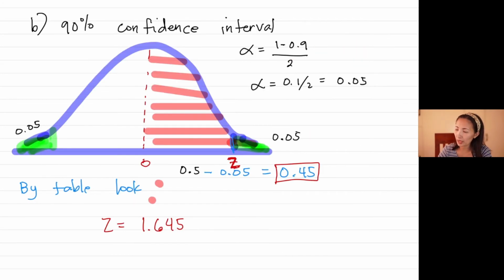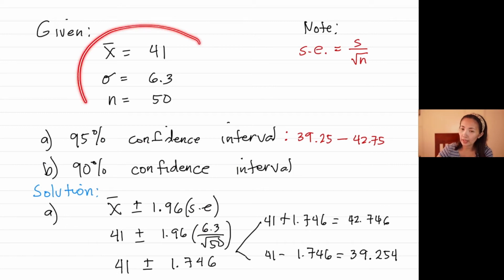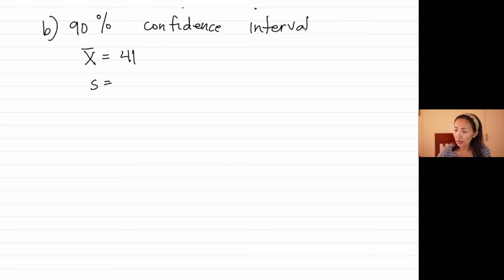We proceed to letter B. It asks us to calculate the 90% confidence interval for the population mean. The sample mean x bar is 41. Okay. What else? Our standard deviation is 6.3 and our n is 50. So we are ready to compute for the lower and the upper limit.